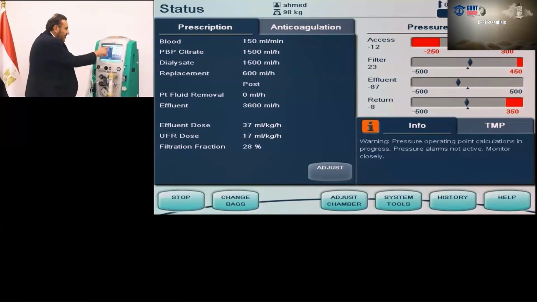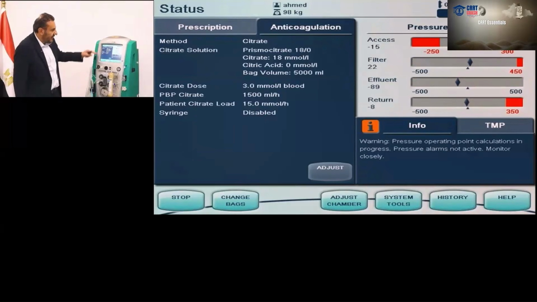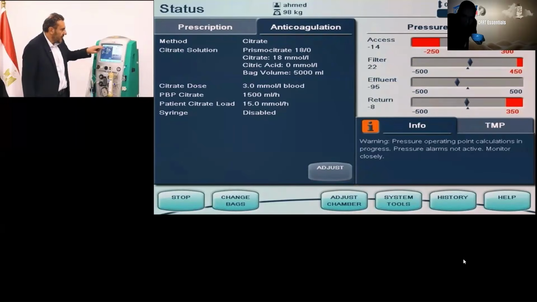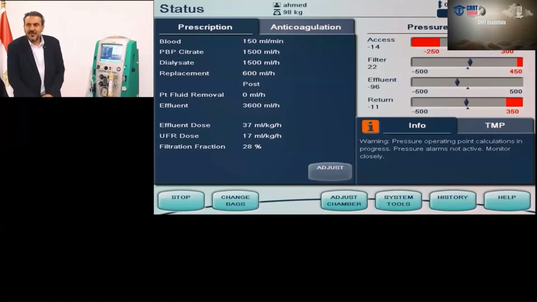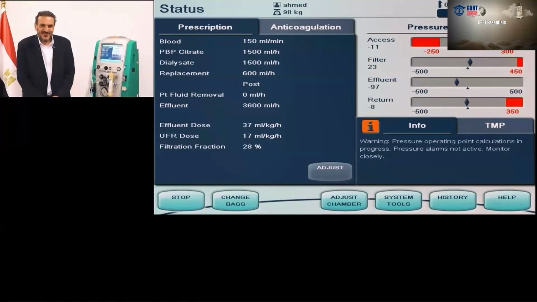How do I know that? You adjust anticoagulation. When you press the anticoagulation, you see the anticoagulation menu. You see the citrate. We're using Prismocitrate 18.0. The citrate dose is 3 millimole, and you put 100% calcium compensation. So this is how you enter the CRRT CVHF citrate anticoagulation prescription on the machine. Now the machine is running. Everything is going as planned.